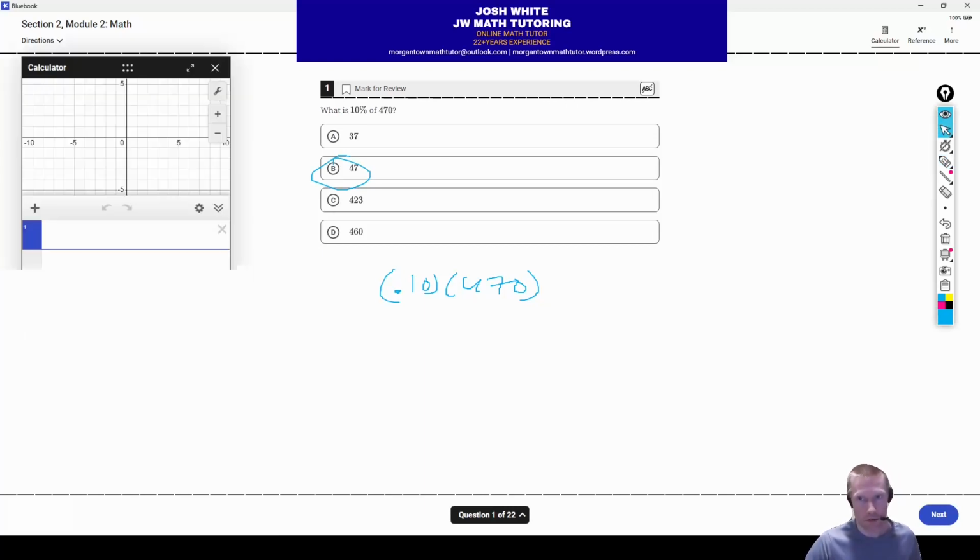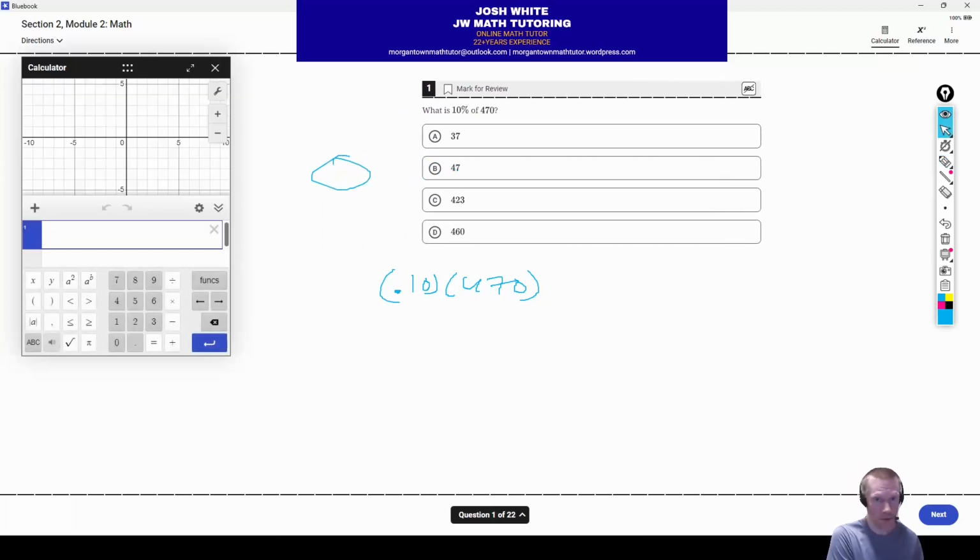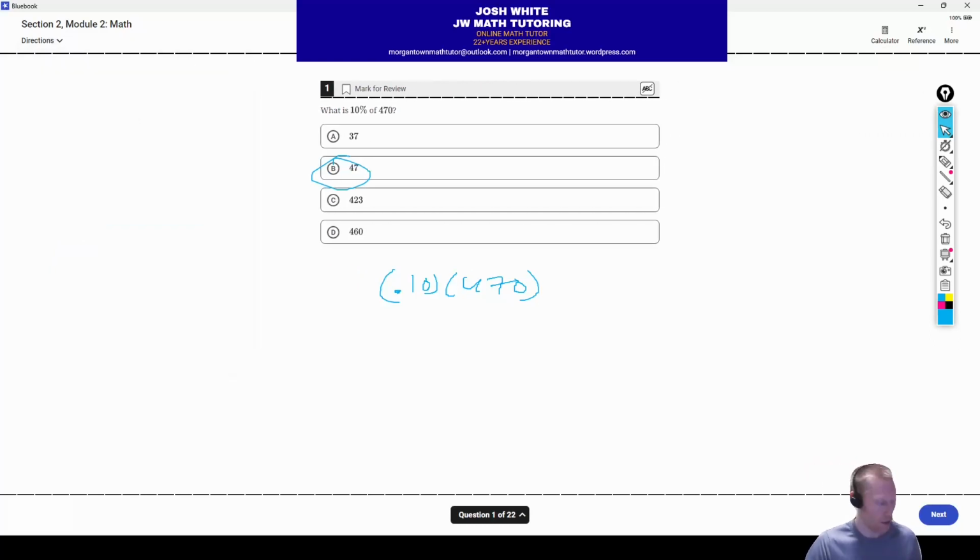In Desmos, you can just type percentages in. 10% of 470. Right there, 47, you get the answer. So even if you didn't know that 10% was 0.1 or got confused about it, you can just type a percentage question in and just have Desmos calculate it for you right away.